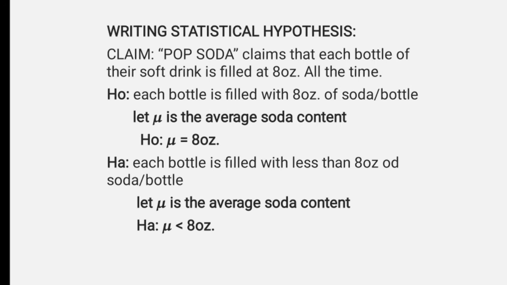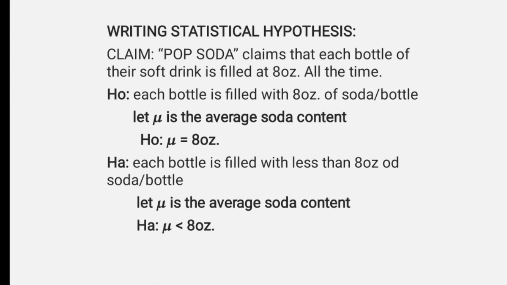Now, there are some different versions of your alternative hypothesis. You could also test if the mean soda content will be greater than 8 ounces, or your mean soda content is not equal to 8 ounces. So, those are some alternative hypotheses that we could also test when we're working with hypothesis testing.